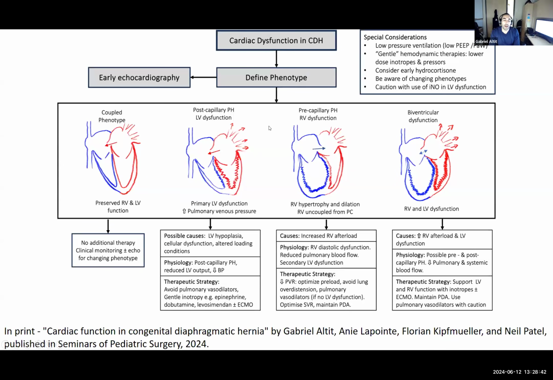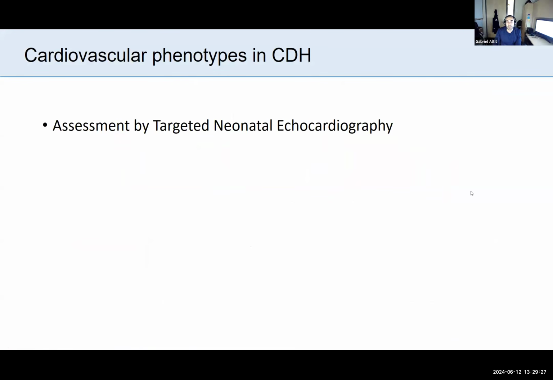And so this particular table will be in the upcoming review, and it's a beautiful schematic that's been developed by Dr. Patel and Dr. Lapointe, where they outline by different phenotypes what would be some of the strategies that we would want to treat these patients, such as providing inotropic support to increase performance of the heart, or working on some of the degree of the precapillary component, or having a combined approach where there's a need for titration, up to the idea that some of these patients may require ECMO, depending on the degree of the severity. So this brings me to assessment by TNE.